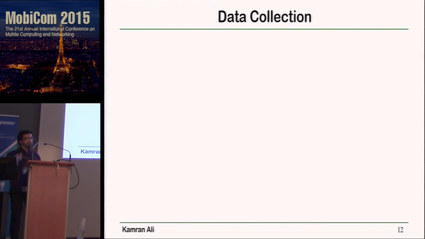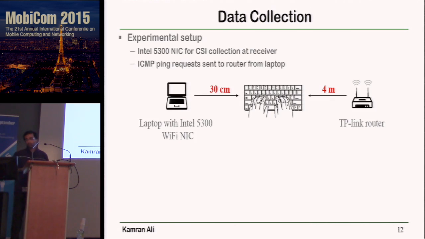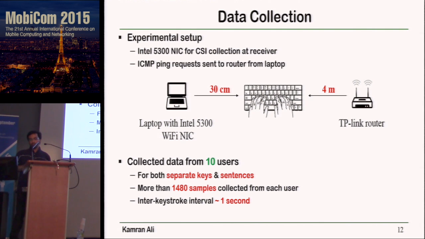So now that we have discussed the different parts of WiKey, let's move on to the data collection part. In order to collect data, we use the famous Intel 5300 NIC for CSI collection, which was installed on a laptop, and a TP-Link router. The laptop was set to send an ICMP ping request to the router in order to sample the CSI values. We collected data from 10 users for both separate keystrokes and sentences, and we asked the users to keep the inter-keystroke interval to be approximately 1 second and type one key at a time.